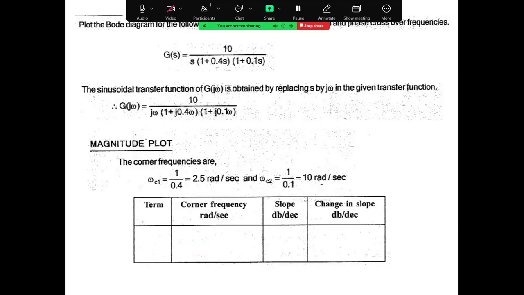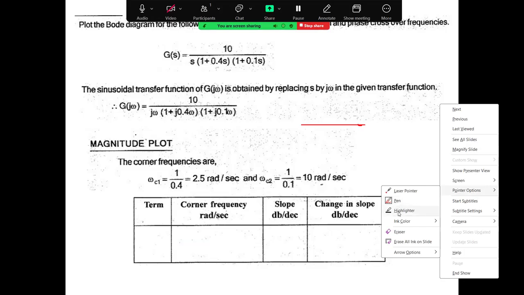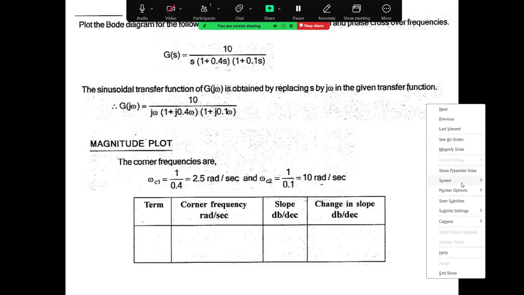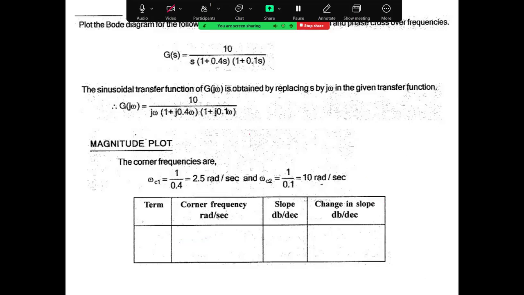Integral factor. For the integral factor, slope is always minus 90, right? Second one. First order in the denominator. What is the slope of phase angle for the first order in the denominator? It is from 0 degrees to minus 90 degrees, right? Again, this is also first order in the denominator. So again, what is the slope? 0 degrees to minus 90 degrees.